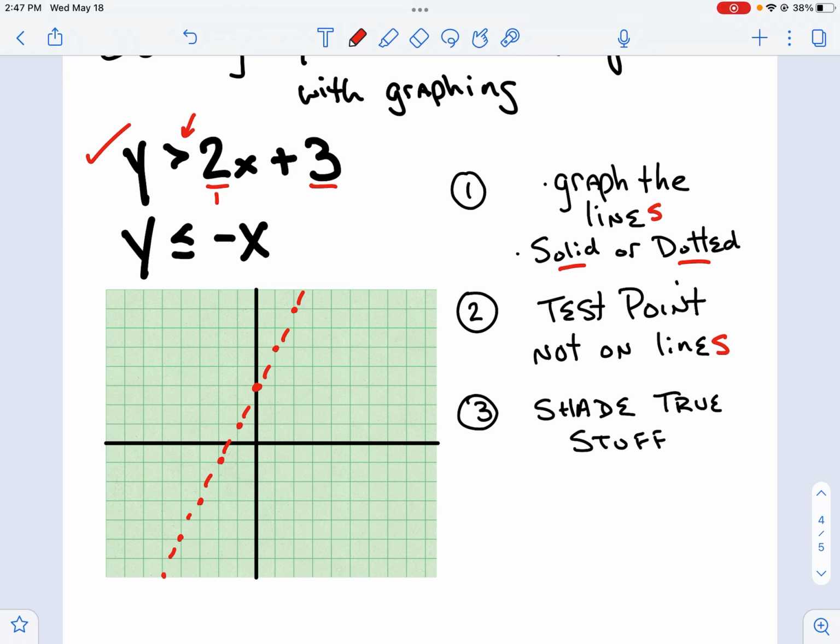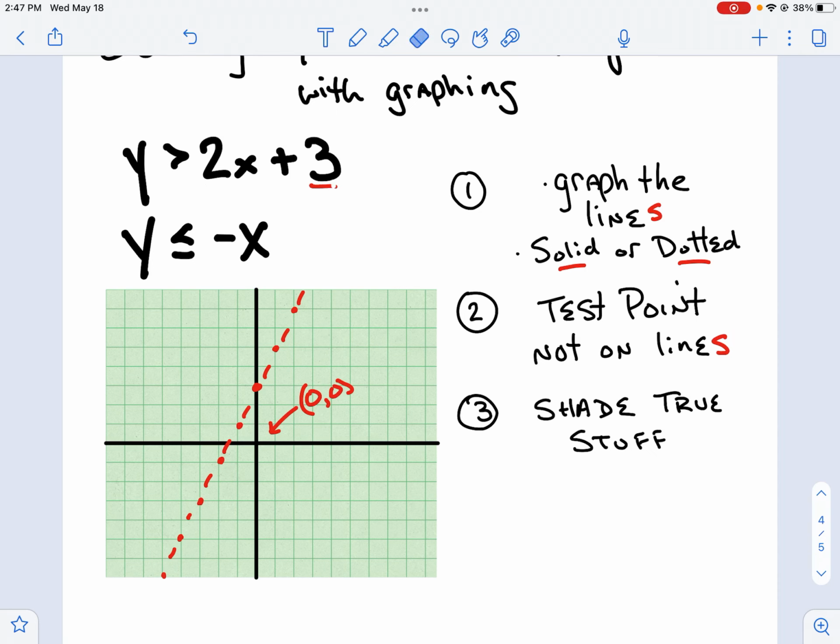Now, the final piece is the test point. Let's go ahead and choose one. The test point simply has to not be on the line. So I'm going to choose a test point of 0, 0. It's really, really easy because it's not on the line.